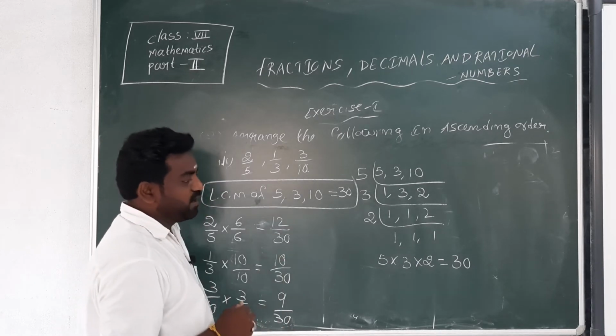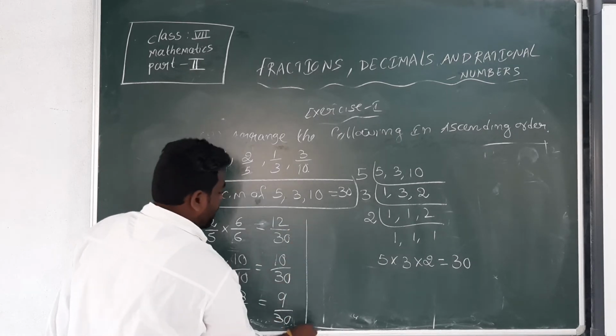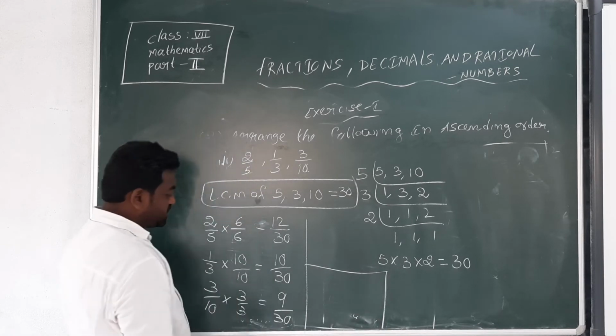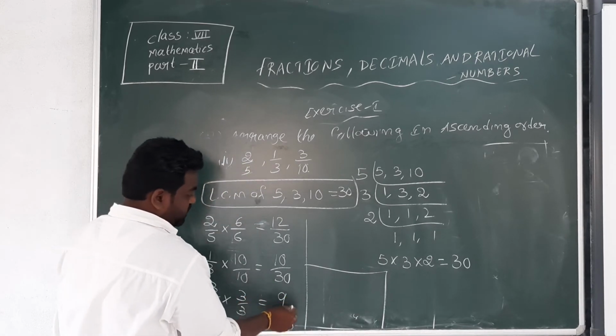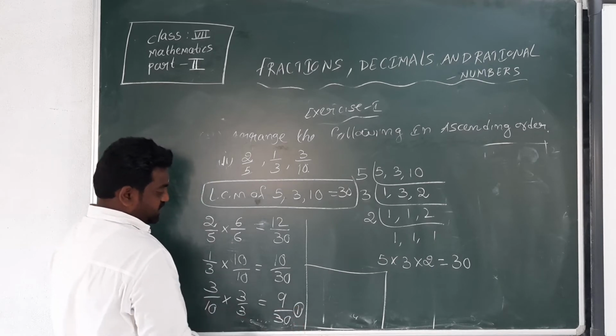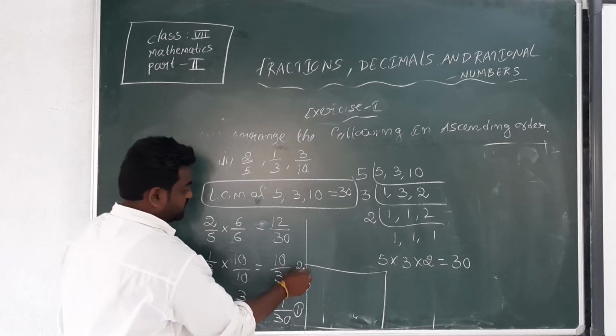Write in ascending order. Ascending order means small to big. Here the smallest value is 9, the first one. The next smallest value is 10, the second value.